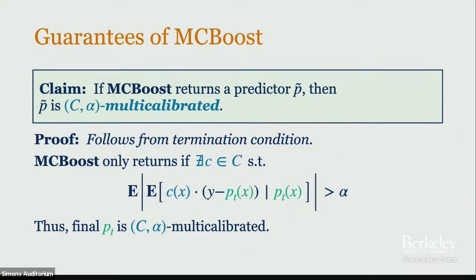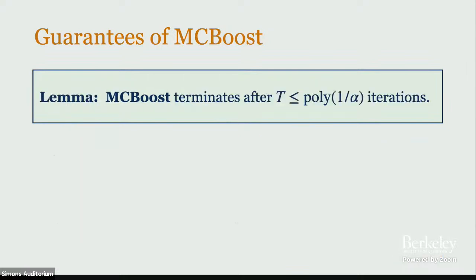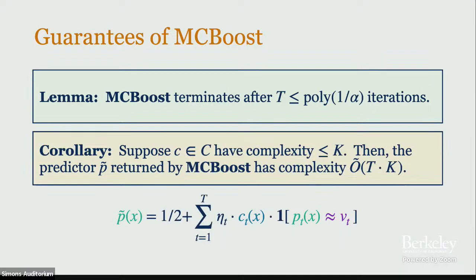Okay. Good. So we did say, though, that if this algorithm, MC-Boost, returns something, if it returns a predictor, basically just by the termination condition, it's guaranteed to be multi-calibrated. The question we need to ask then is, when does this algorithm terminate? To argue this, we're going to show a straightforward but important lemma: that the boosting algorithm can run for no more than, let's say, poly(1/alpha) iterations. From this lemma, we get an immediate corollary, which is a bound on the complexity of the predictor that we're going to output in the end.